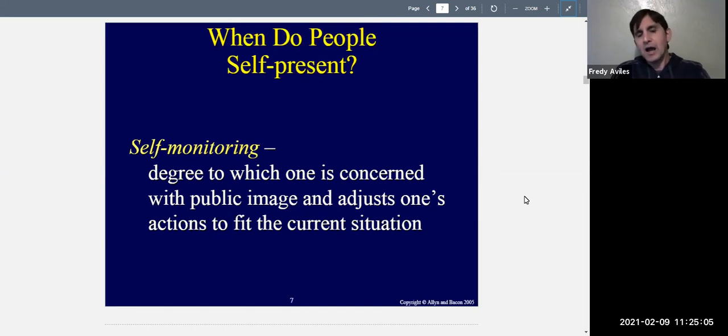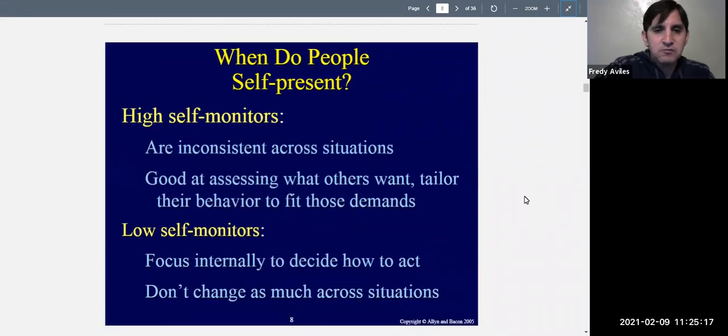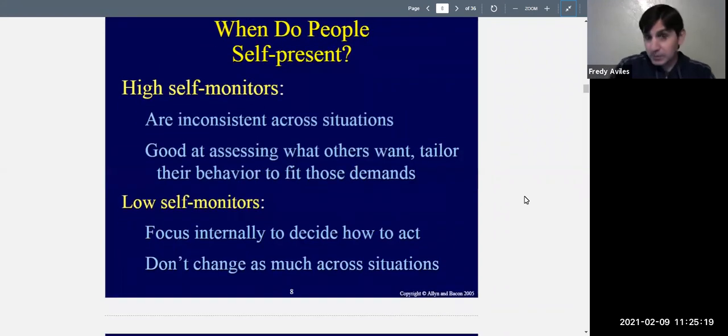Some of us are a little bit higher in self-monitoring than others. Some of us are lower. But that's what it's about, the extent to which we're concerned with what other people think of us, our public image. So we have what we call high self-monitors and low self-monitors. You could be somewhere in the middle, and I already described this. But high self-monitors are people who are inconsistent across situations, so they want to show you what you want to see.